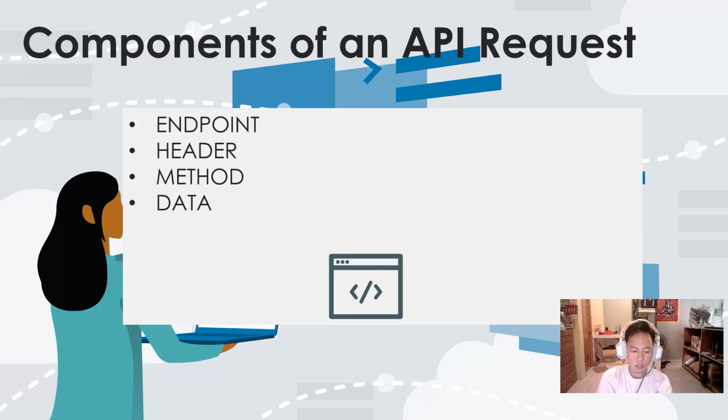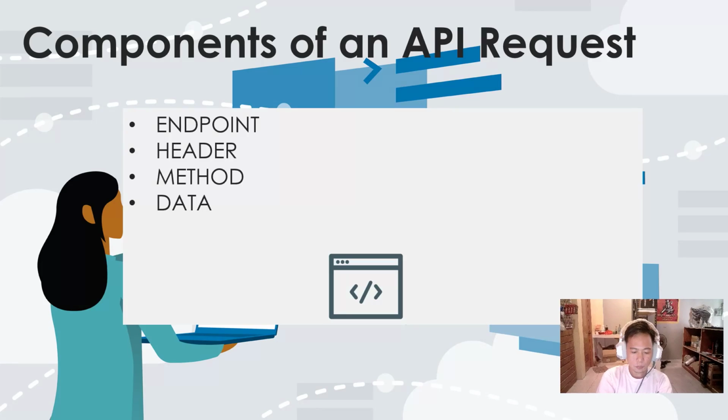Next one is methods. Methods are actions taken when sending a request. As I said earlier, at the beginning we discussed GET, PUT, POST, and DELETE. These are all the API methods.